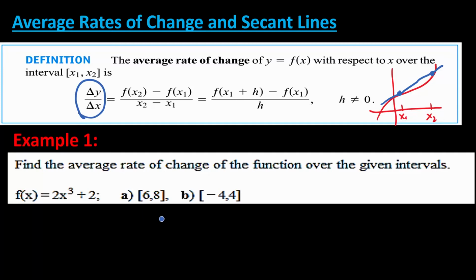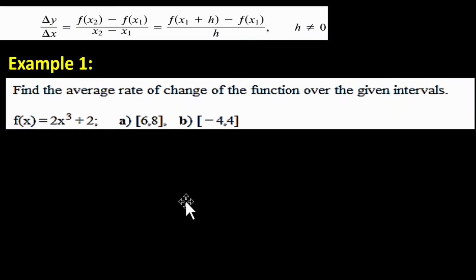Then the slope of that secant line would be delta y over delta x. And we did an example using this function right here, at the interval from 6 to 8. Okay, how about letter B? From letter B, we have delta y over delta x. That's going to be y2 minus y1 over x2 minus x1.